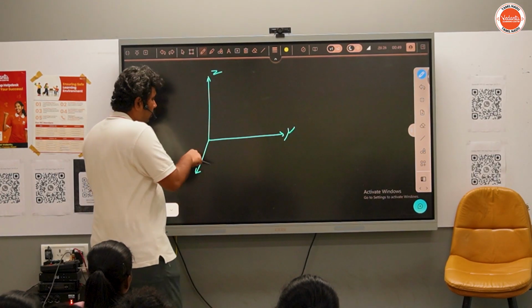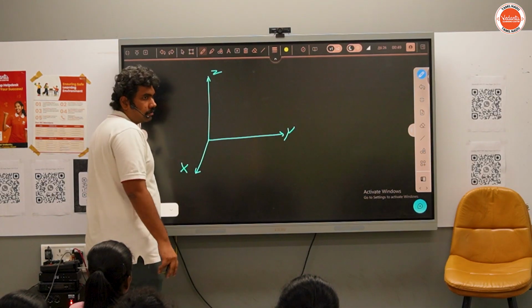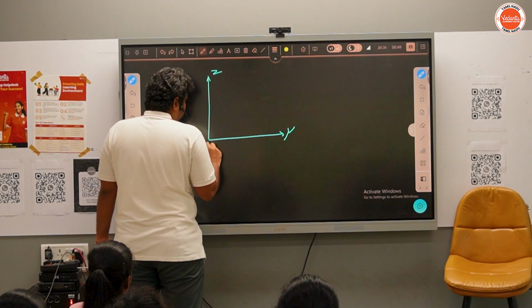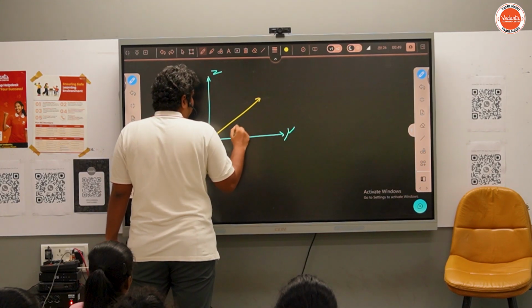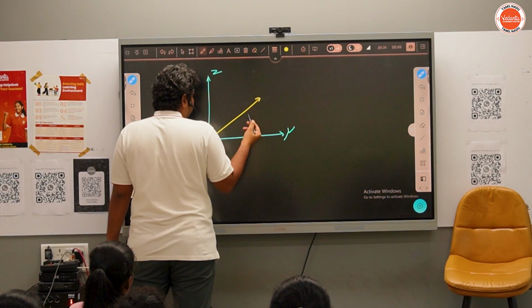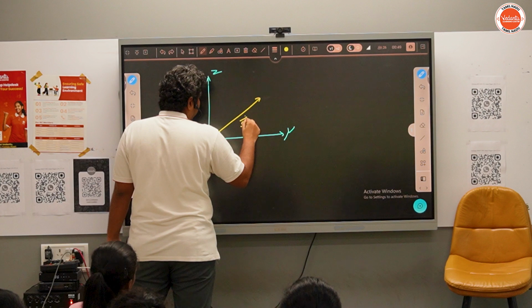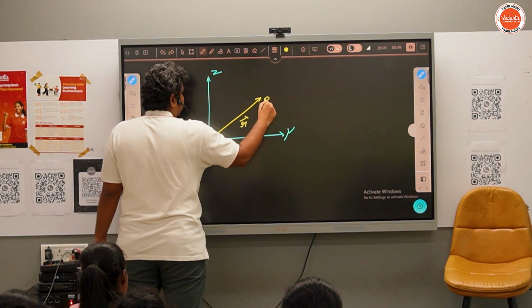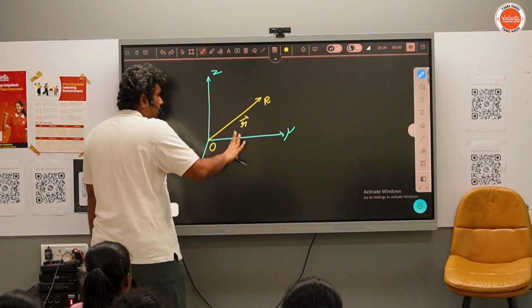It need not be in the x, y, z axis itself. Okay, it can be in any way you want. So if I am going to say this as OP vector, or simply I will just take this as R vector. Okay, so since we have got to this point, I will just call this as R vector.